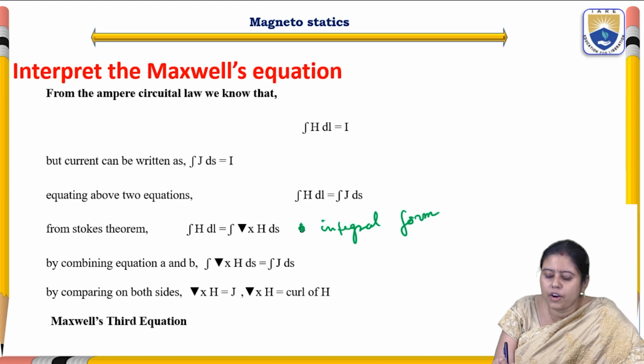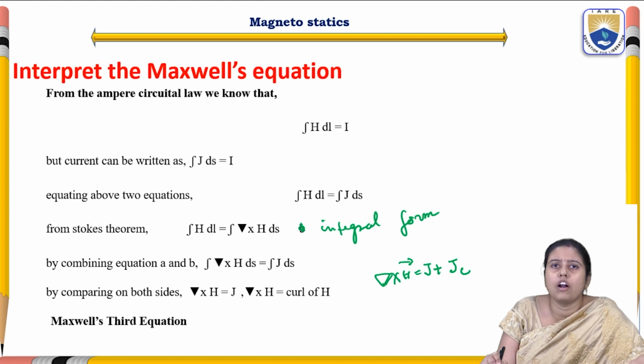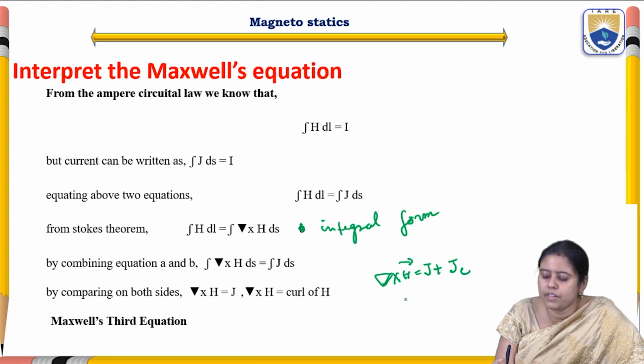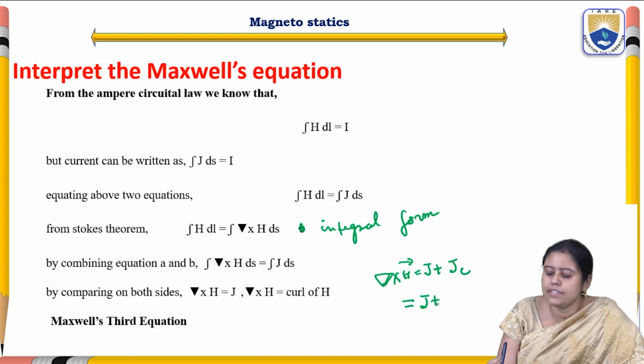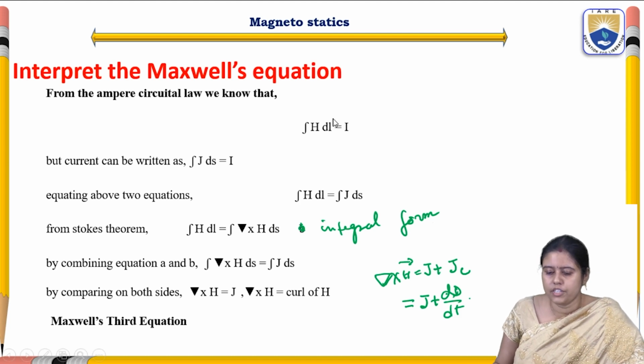If we go for the modified Maxwell's third equation, grad cross H is equal to J conduction current density plus Jd, because when current is flowing through a conductor, there is some leakage current. Jd is nothing but the displacement current, and we can write Jd is equal to dD by dt. This is Maxwell's third equation.